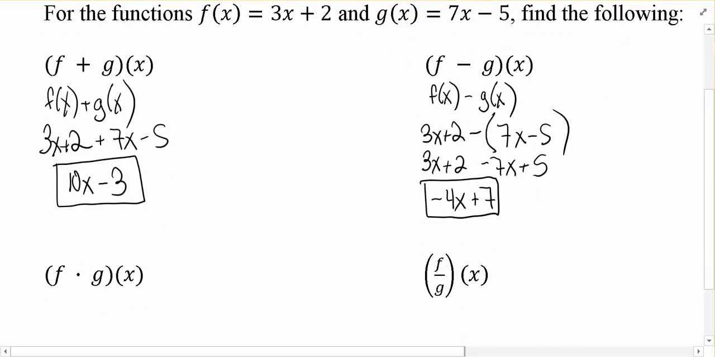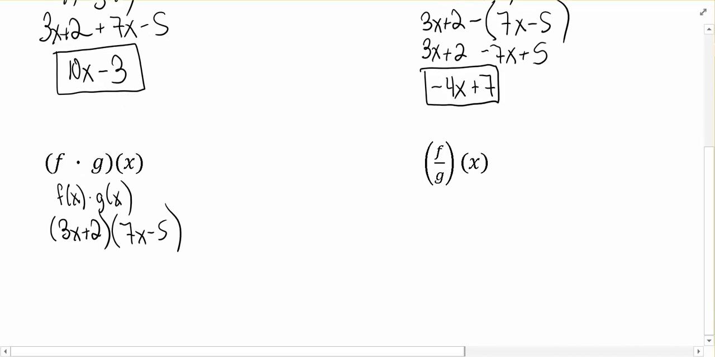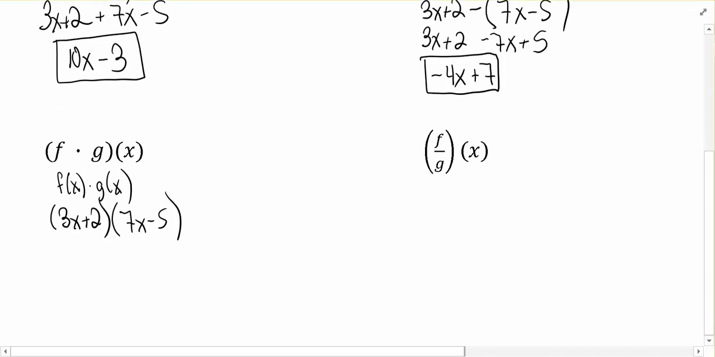As we get into multiplication and division, same idea. F times g would be f of x times g of x, where f of x was 3x plus 2, g of x was 7x minus 5, and so it becomes just a FOIL situation. I'm multiplying a binomial times a binomial here, so my first is 21x squared, my outside is negative 15x, my inside is 14x, and my last is negative 10, and then I would just combine like terms.